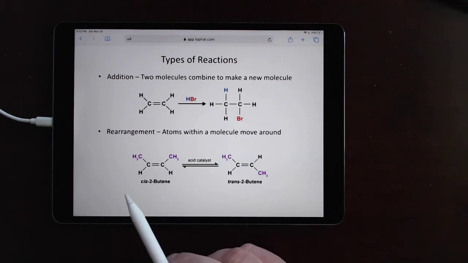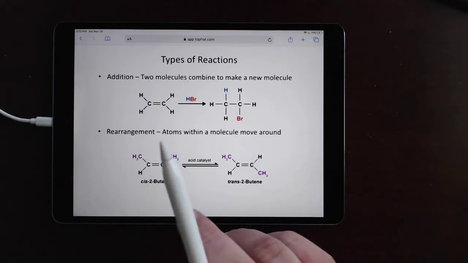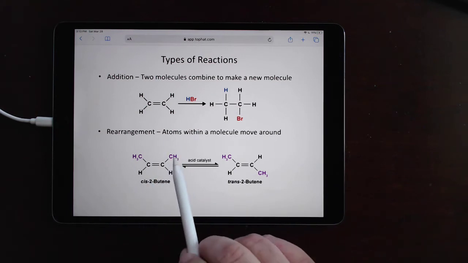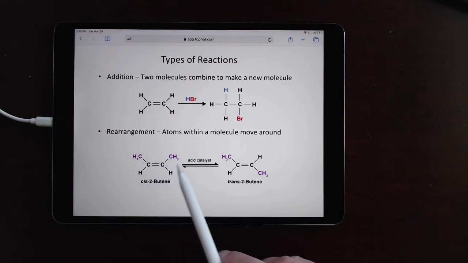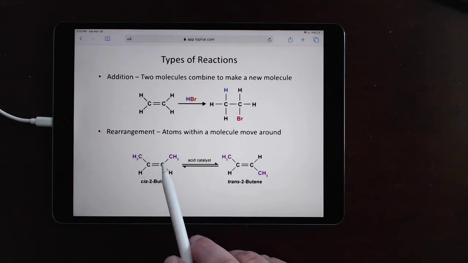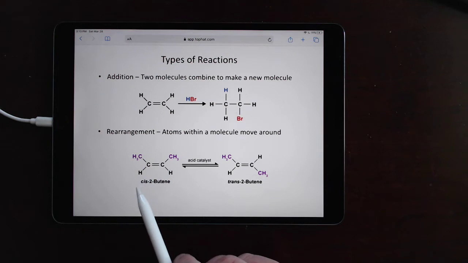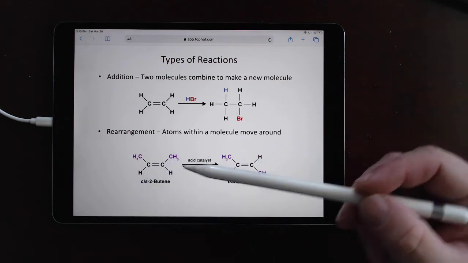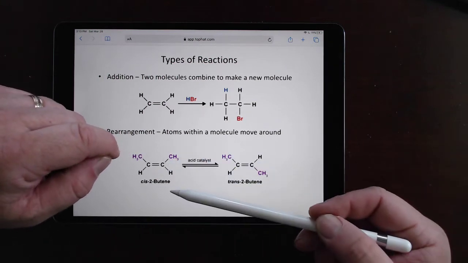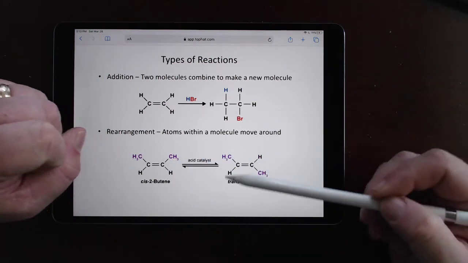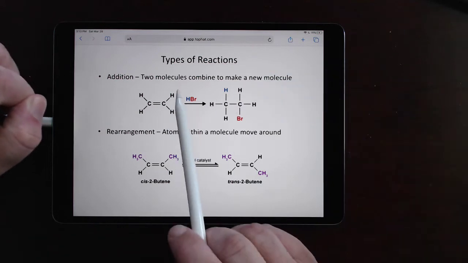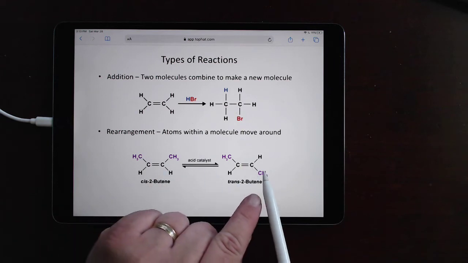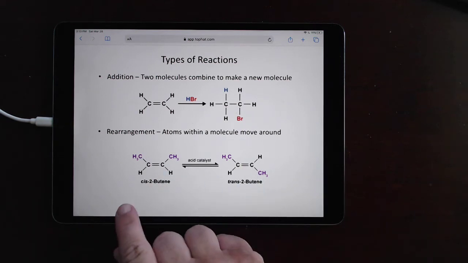And the last one is just a simple rearrangement, where the molecule itself, the atoms just remain, but they're in different positions. The easiest one to think about for this is cis-trans isomerization, where it goes from a cis, using an acid catalyst, it will rotate around and then reform the double bond to lock it into the trans form. So here you've got 2 molecules coming in to make one. Here you've got one molecule that's rearranging. Okay, so those are the basic types.